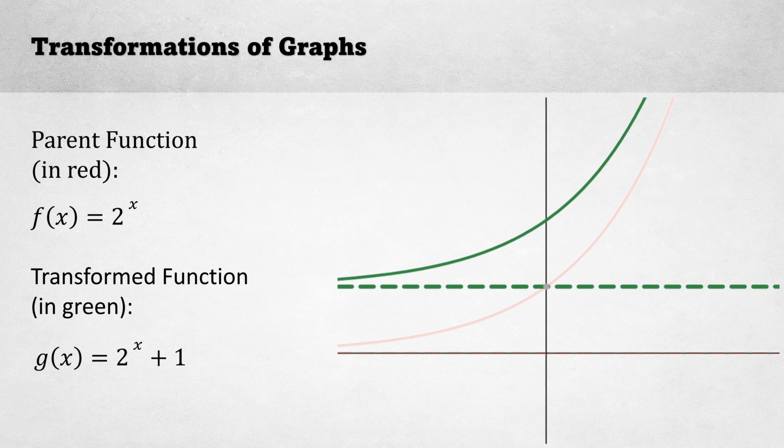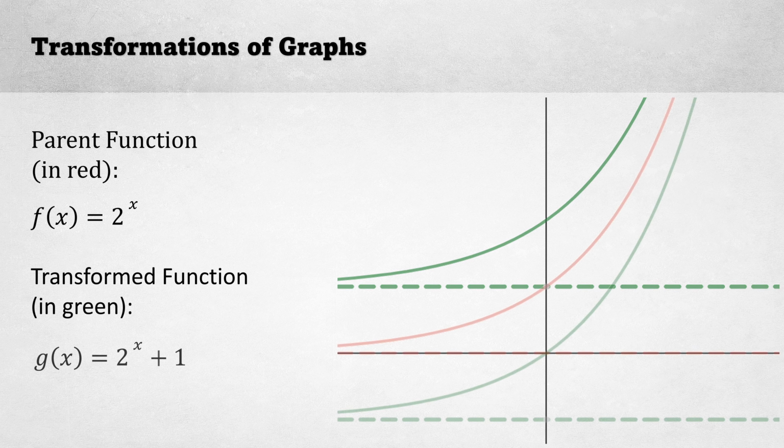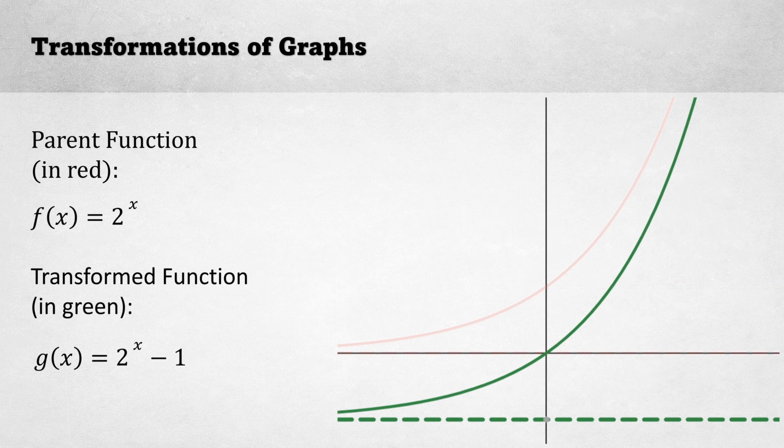The transformed function g of x equals 2 to the x, plus 1, is the graph of f of x shifted up 1 unit. The transformed function g of x equals 2 to the x, minus 1, is the graph of f of x shifted down 1 unit.